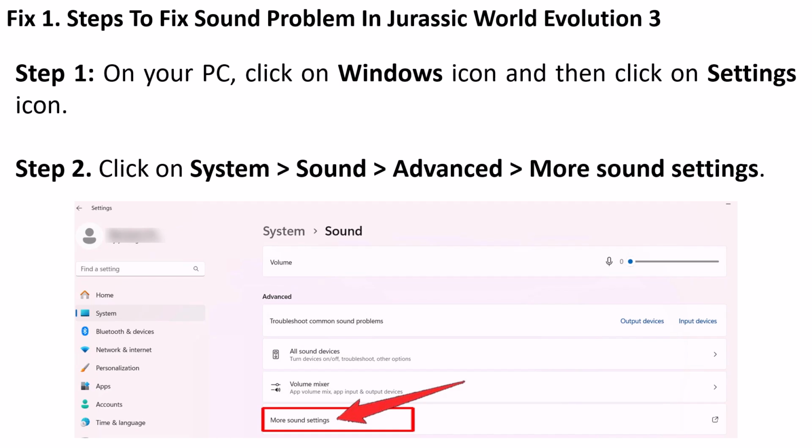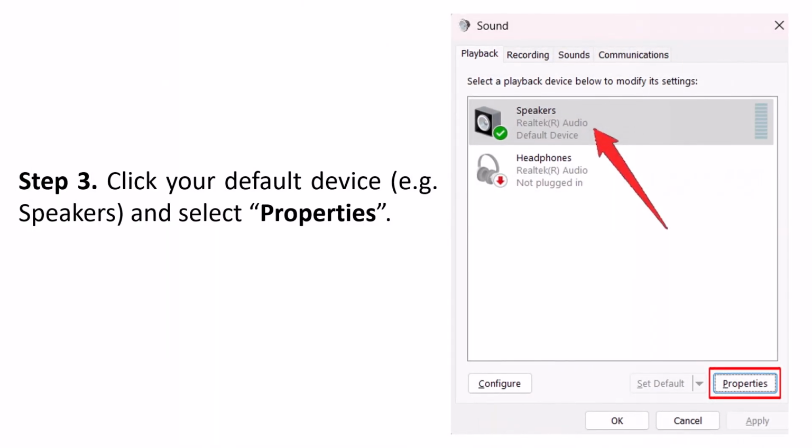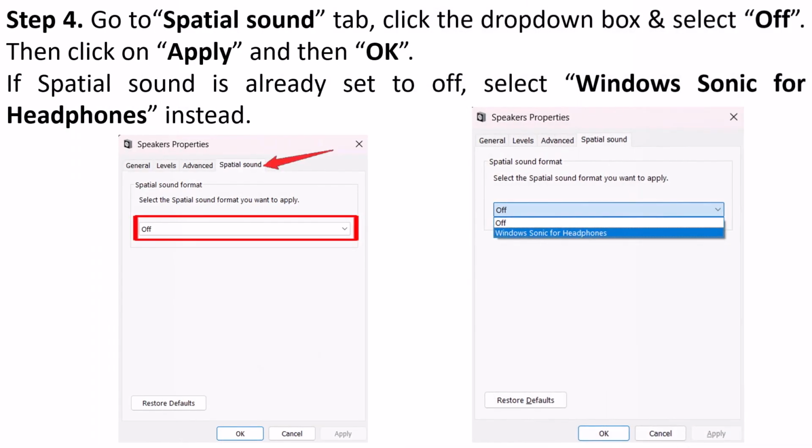On your PC click on Windows icon, then click on settings. Click on system, sound, advanced, then click on more sound settings. Click your default device, for example speaker, and then click on properties. Go to spatial sound tab, click the drop down box and select off, then click on apply and then OK.